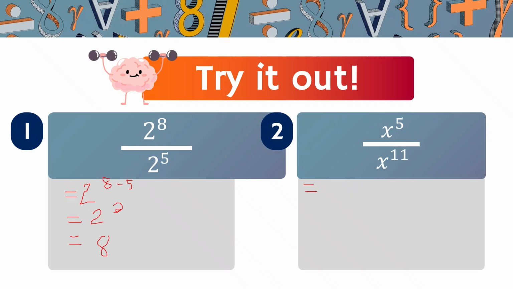Next example, x raised to 5 over x raised to the power of 11. So what is our base? Our base is x. So we will just copy x and then we will subtract the exponents. 5 minus 11. So 5 minus 11 is negative 6. So our answer is x raised to the power of negative 6.